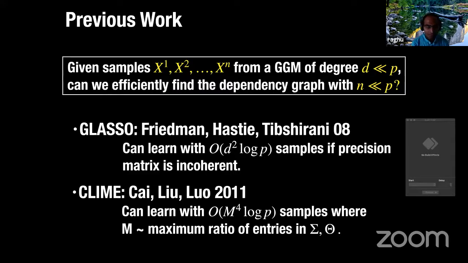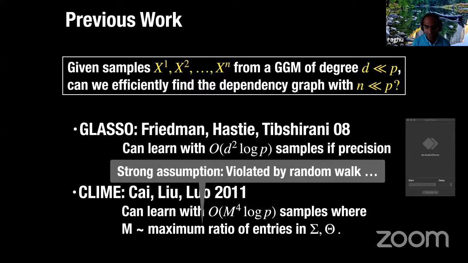And similarly for Klein, this is a nice paper due to Sai, Liu, and Luo, who showed that you can learn GGM with sample complexity, again, that is logarithmic in the dimension, but there is some polynomial dependence on the ratio of the entries in the covariance matrix to that of the precision matrix. And once again, this is an assumption on the condition number of the precision matrix in some different norm. And this is also violated by the random walk example. If you go back to the example, this ratio actually is more like p. So the bounds here do not go beyond what you'd get from standard Gaussians.